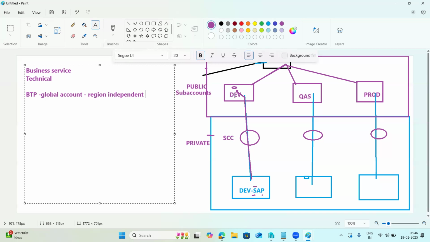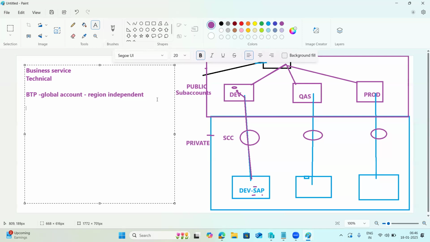So whichever region you need for your business data center, you choose it for the sub account, not the global account. Where you want to deploy your accounts, there you use the sub accounts, quality and production accounts. So this is about the regions concept here. Regions are provided by SAP and by infrastructure providers, infrastructure partners, right? I will explain more at that time.